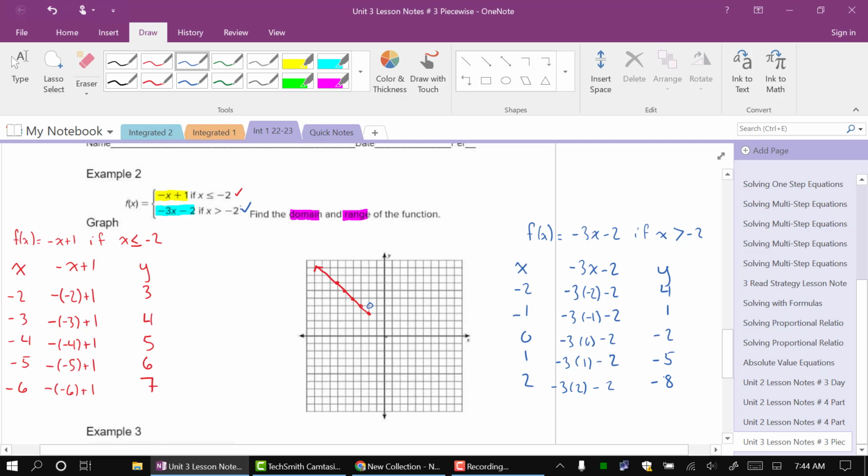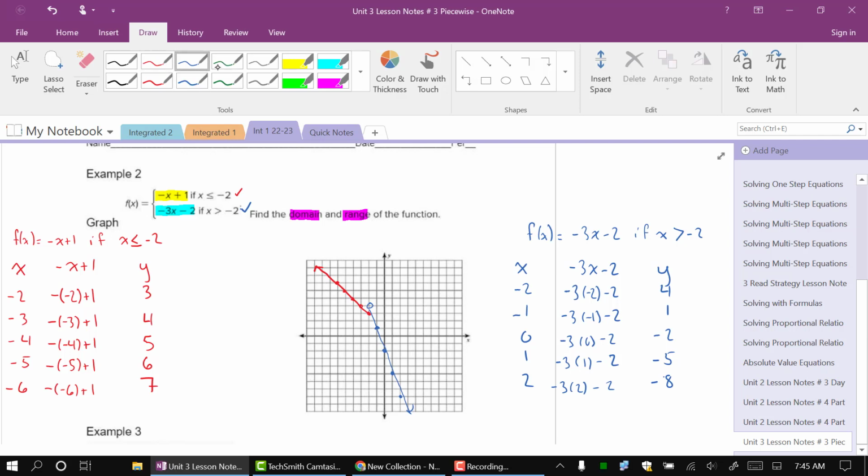Our next one's going to be at negative 1, 1. Then we're going to be at 0, negative 2. Then we're going to be at 1, negative 5. And then the last one's going to be at 2, 8. So let's connect those up. And you notice it comes down, jumps up, and then goes back down.